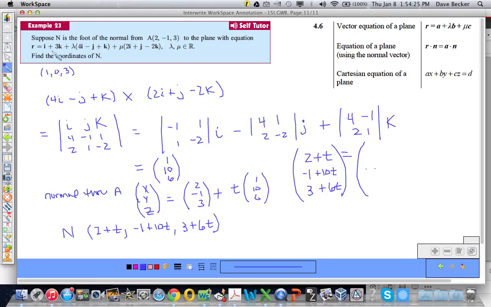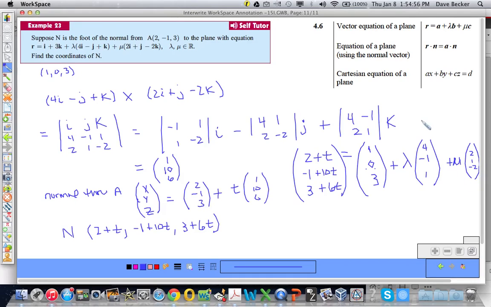1, 0, 3 right here. That's the point that I know is on the plane for sure. Okay, plus lambda times 4, negative 1, 1. These are the vectors that lie in the plane. Plus mu, using the same strategy, times 2, 1, negative 2.